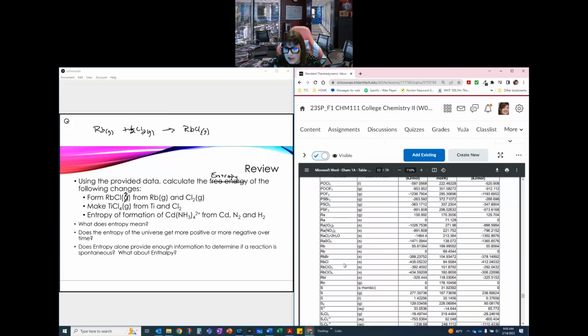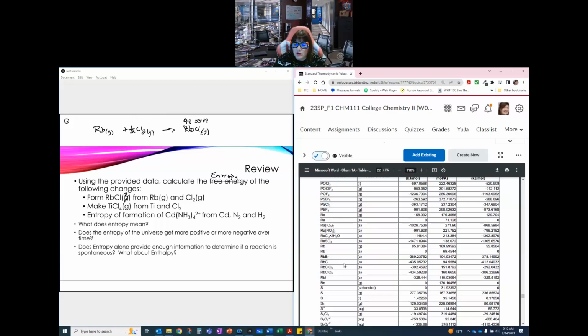So then I'm going to look at my RbCl solid. The entropy there is 94.55. Sorry, 94.55584. And that's for RbCl solid. Okay. Awesome. Now remember that we're talking enthalpy, entropy, free energy. So I talk about them in the same order that the data is presented. Awesome. That's kind of why I do it the way that I do it.